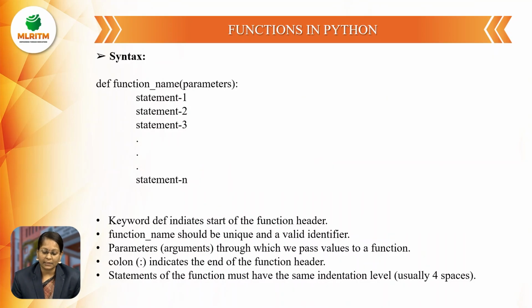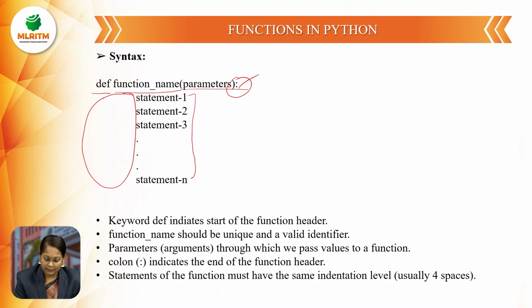The syntax for defining a user defined function is: we use the def keyword, followed by a space and the function name. The function name is an appropriate identifier, followed by the list of parameters separated with commas. This is the function header, and it must end with a colon. Next we write the set of statements for the particular task. Here we have to follow the indentation.